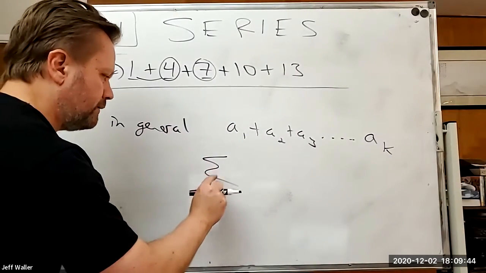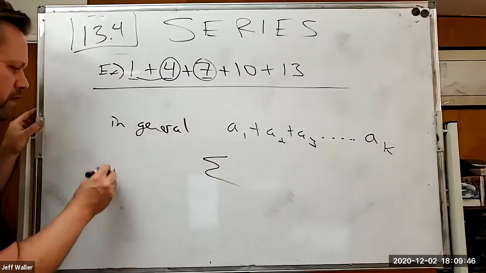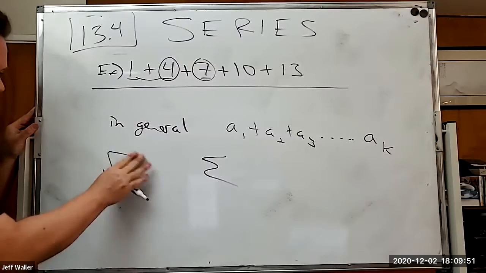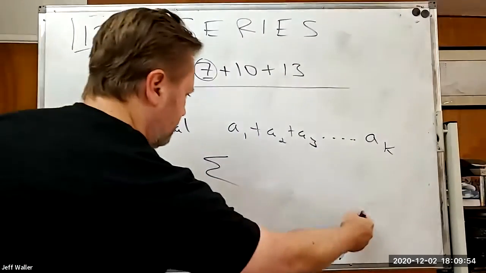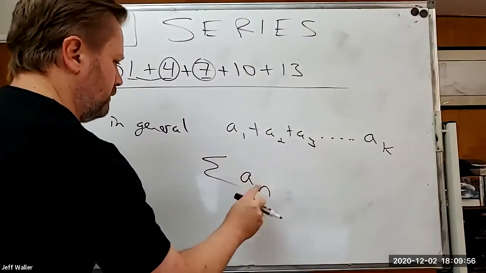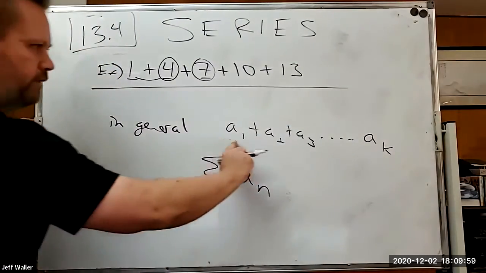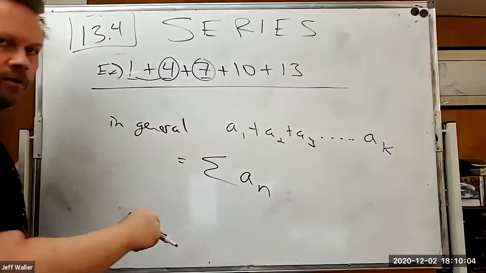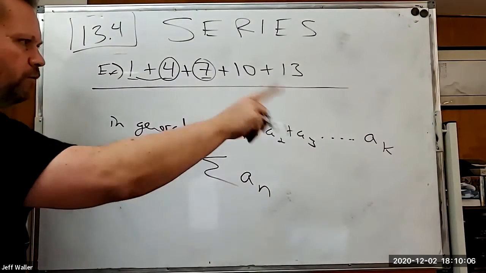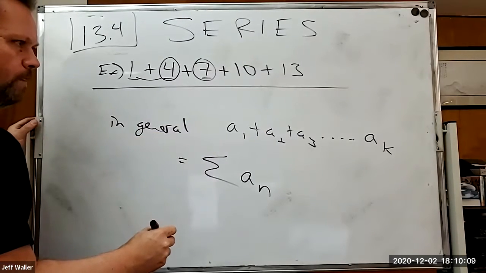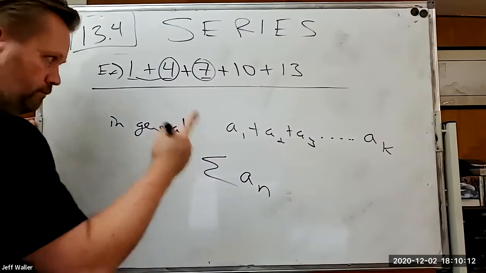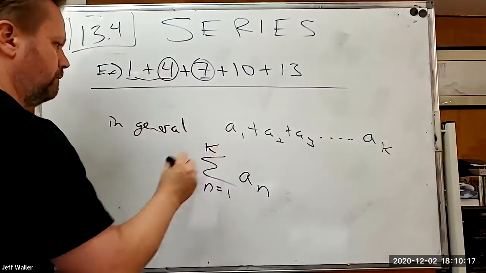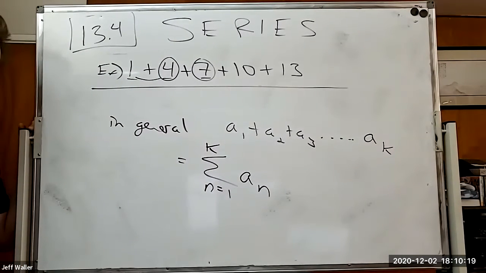By itself this actually means nothing. It's like me talking about this symbol, but it doesn't mean anything unless something's inside of it. So the sum of what? Well, this would be the sum of A sub n. But what does it go from and to? From the what term to the what term? A1 to AK. So the first term to the kth term.